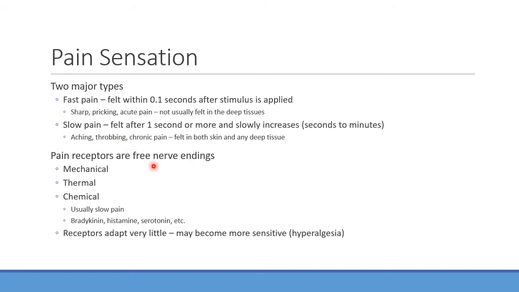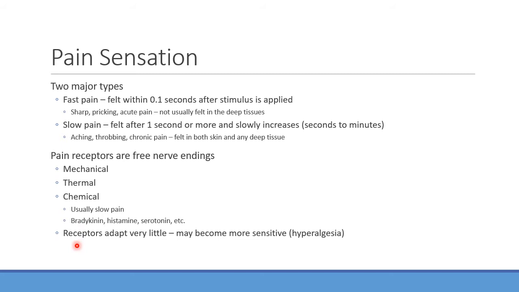Most of these pain signals are coming from free nerve endings. This can be mechanical signals, thermal, or chemical, as we mentioned. I mentioned capsaicin, the phenolic compound in peppers, is a good one. These are usually going to be slow pain signals, and are usually mediated by things like histamine, serotonin, bradykinin, and lots of other inflammatory mediators, which we'll talk about later on.